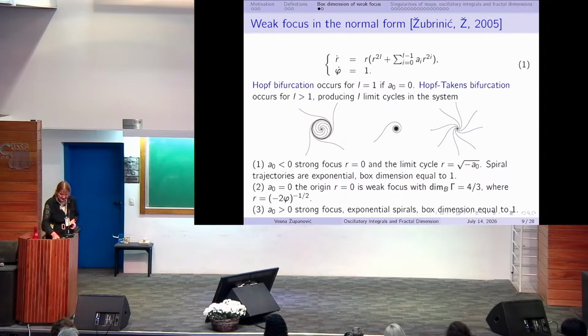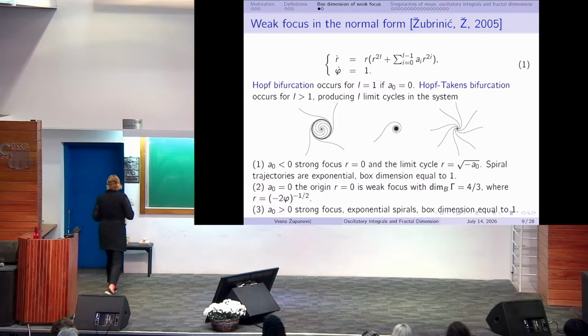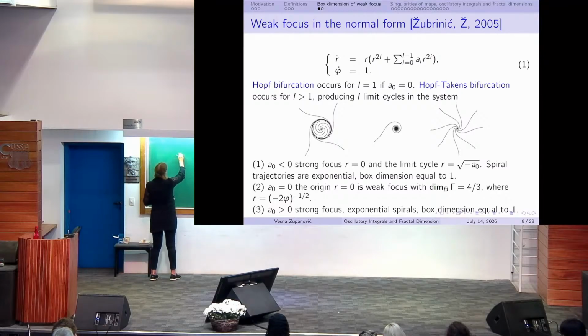Okay, this is our first result about weak focus. This is standard normal form from old Takens' article. For L equal to 1, you have something like this.